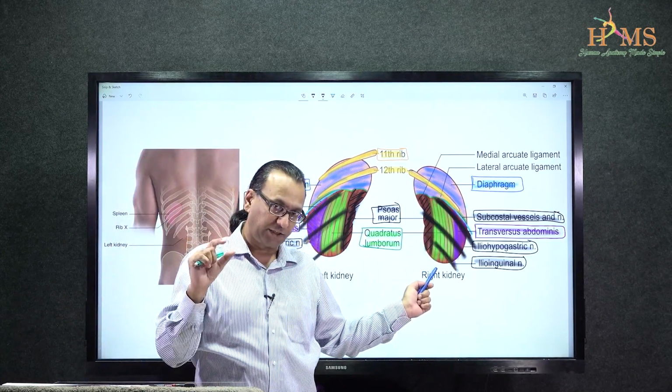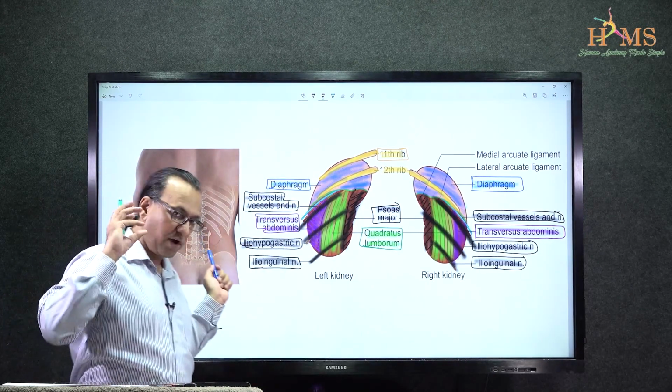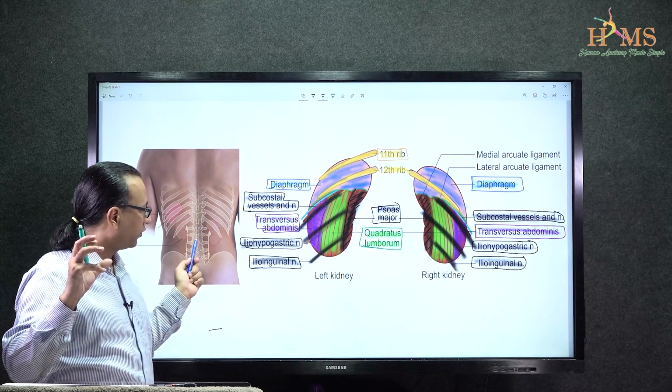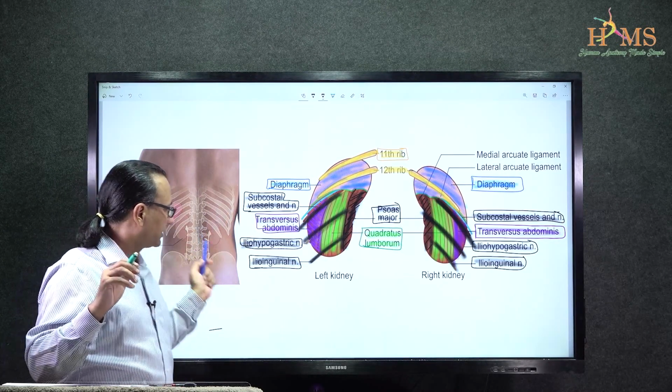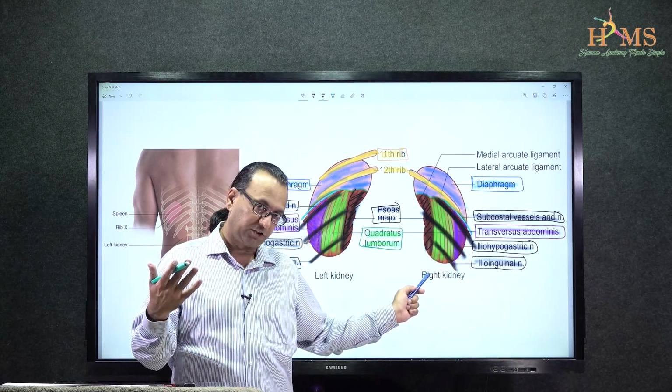When you are approaching the kidneys, say for example you wanted to remove the kidney and do a renal transplant, in that approach, the lumbar approach, you must be careful about these nerves in posterior relation to the kidneys.